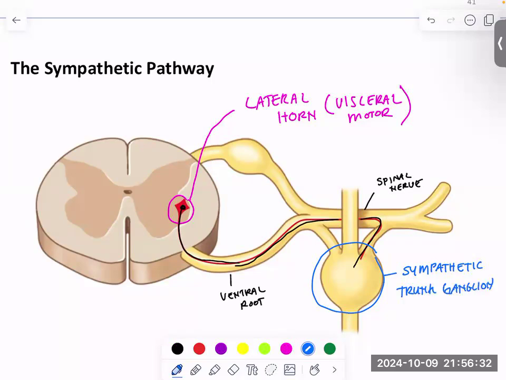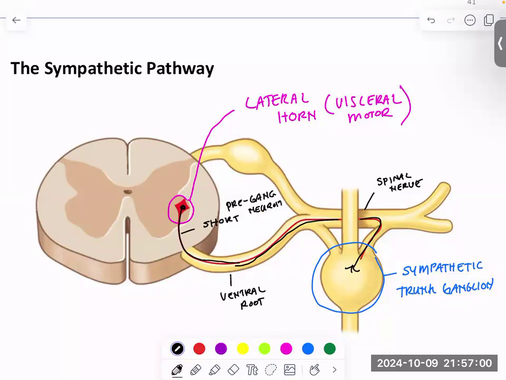And in the sympathetic, this preganglionic neuron is short. So it ends right there. That is where most of the sympathetic preganglionic neurons end. Short preganglionic neuron.